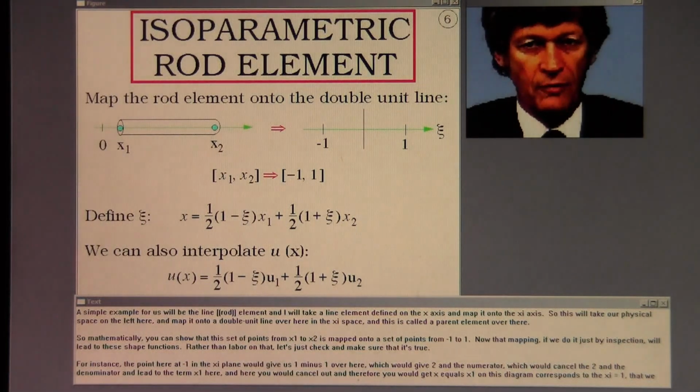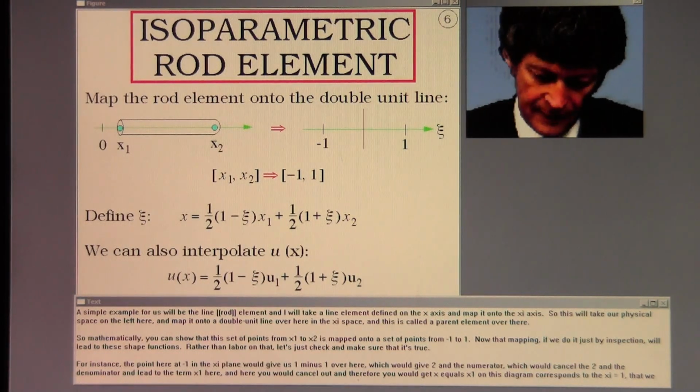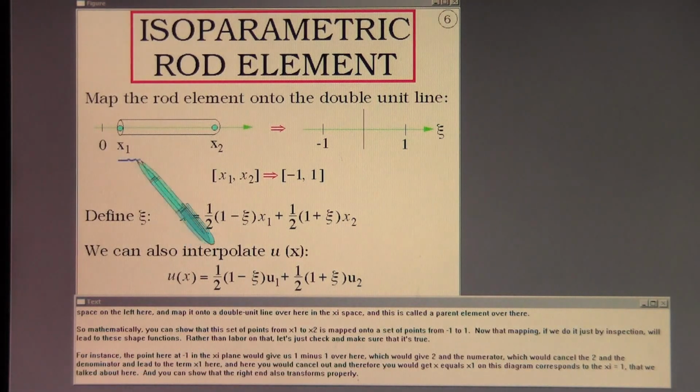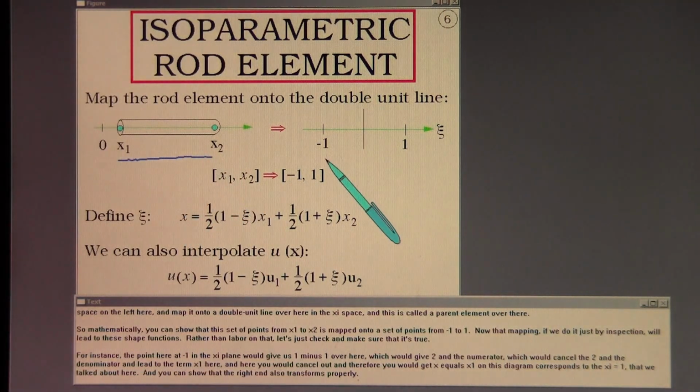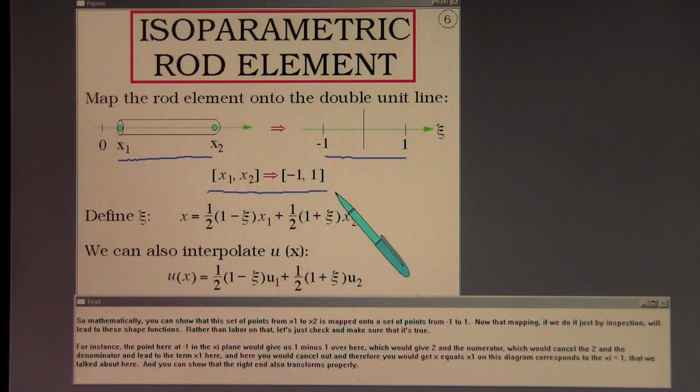A simple example for us will be the line element, and I will take a line element defined on the x-axis and map it onto the x-axis. So this will take our physical space on the left here and map it onto a double unit line over here in the c space, and this is called the parent element over there. So mathematically you can show that this set of points from x1 to x2 is mapped onto a set of points from -1 to 1.